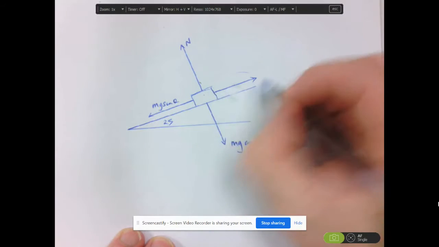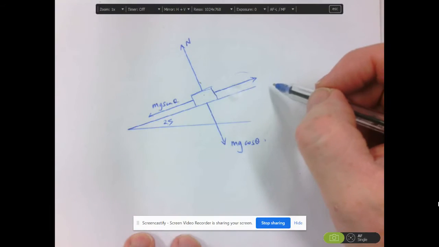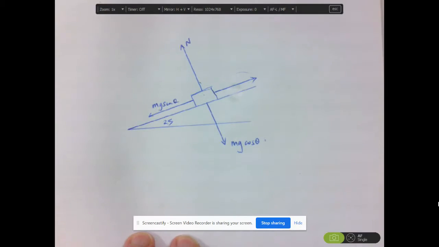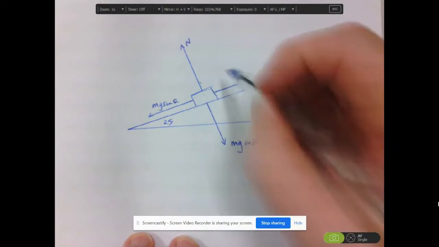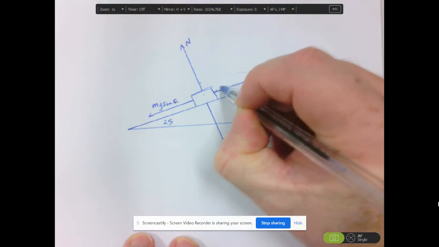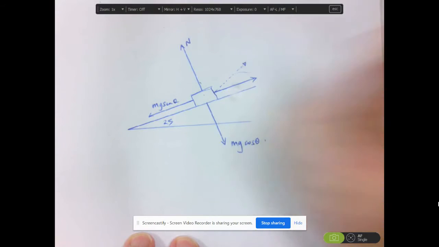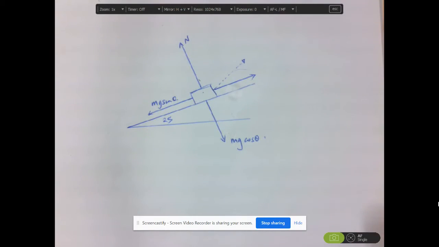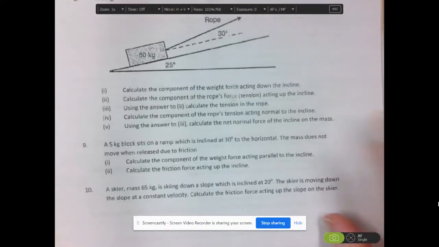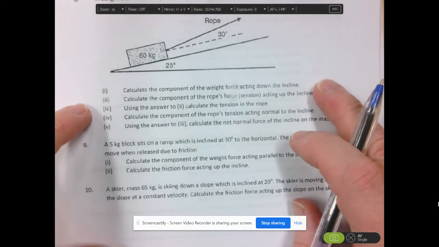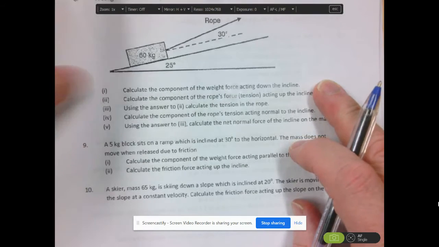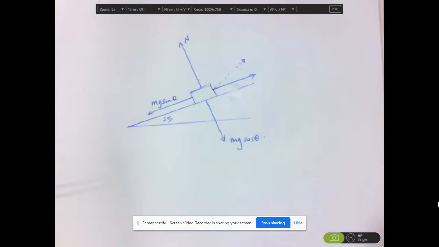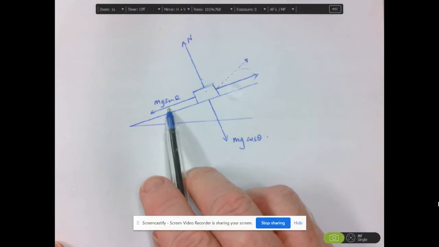And this one here is the force that is going to be created by another force, which is a tensional force up here. That's a rope being pulled there. Before we go any further, let's look at the question. The first question is: calculate the component of the weight force acting down the incline. This is our standard question, so this is the mg sine theta.